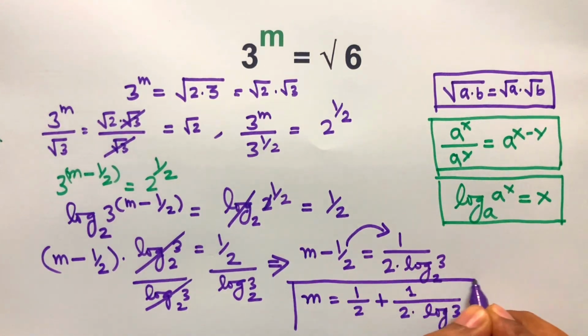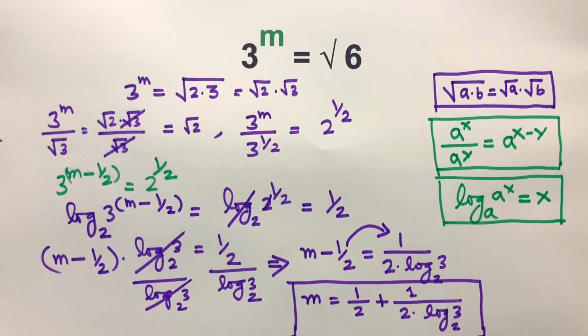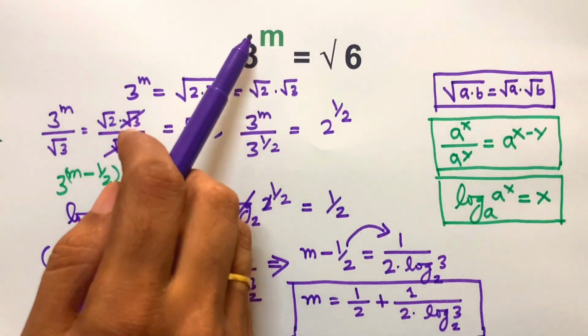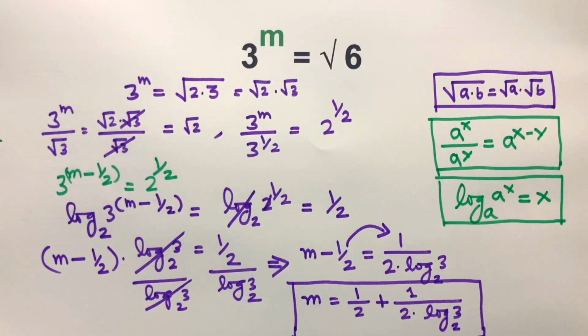So this is the simplified form of m. So this is our answer for m in this equation of 3 to power m equals to square root of 6. So m simplified to m equals to 1 by 2 plus 1 divided by 2 multiply log 3 to base 2.